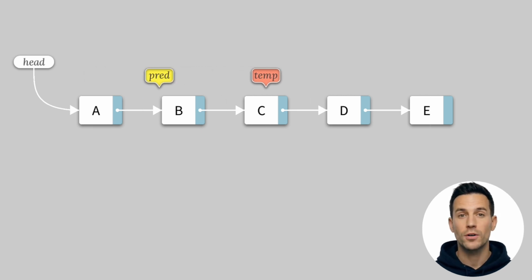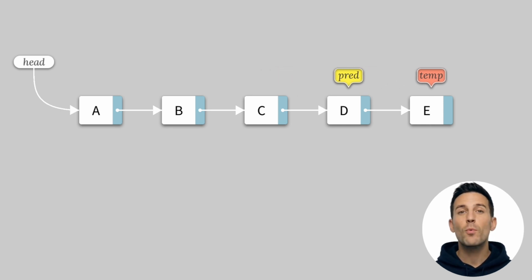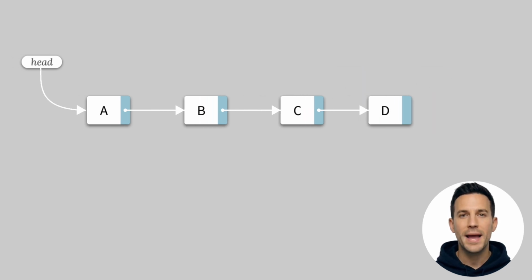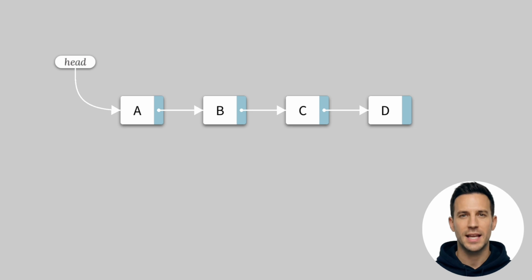We move both markers through the list. Temp stays one step ahead of pred, always pointing to the next node. We stop when temp reaches a node whose next is null. That's the last node, the one we want to delete. Now we set pred's next link to null. This removes the connection to node E. And just like that, node E is no longer part of the list. The memory it used will be freed up, either automatically or manually, depending on the language.